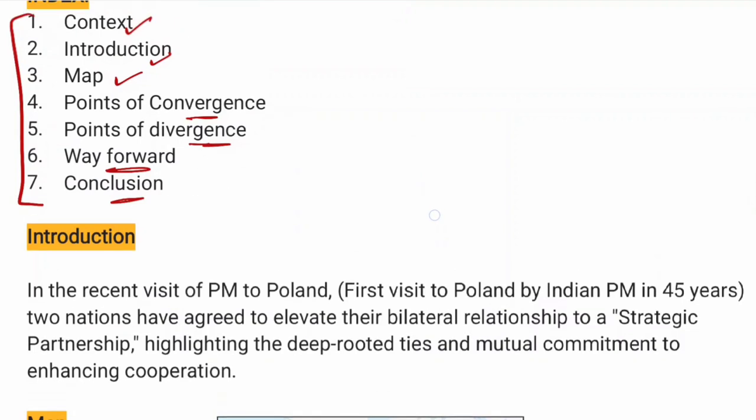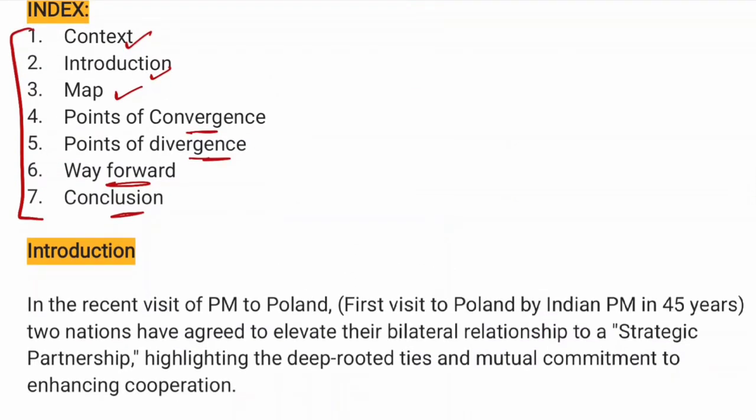See, the context is recently Prime Minister of India, our Honorable Prime Minister, visited Poland. It was historical because in last 45 years, current Prime Minister is the first one who visited Poland. So that is the context.